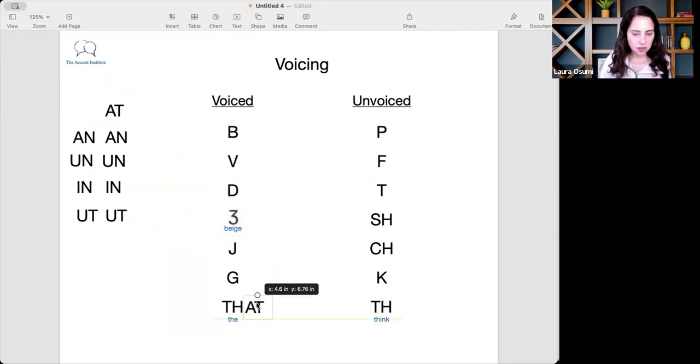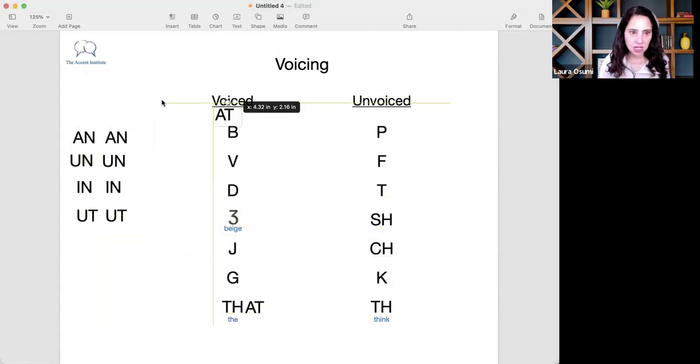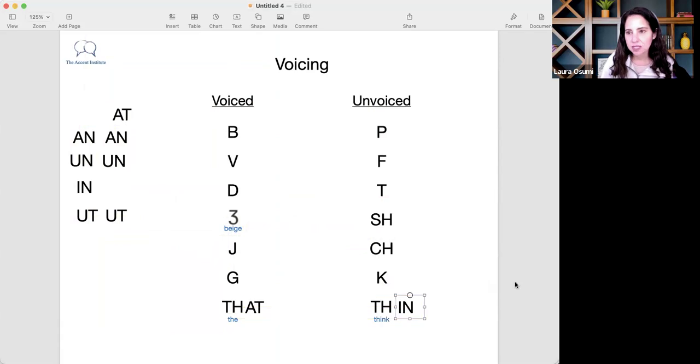And this is going to be a little tricky. We'll just do this. It's not a minimal pair, but if I put AT there, then we'll have two that's. So this one is using my voice the whole time, that. Here, I'm starting with no voice, thin, pushing my air, blending it into the in. That, thin.